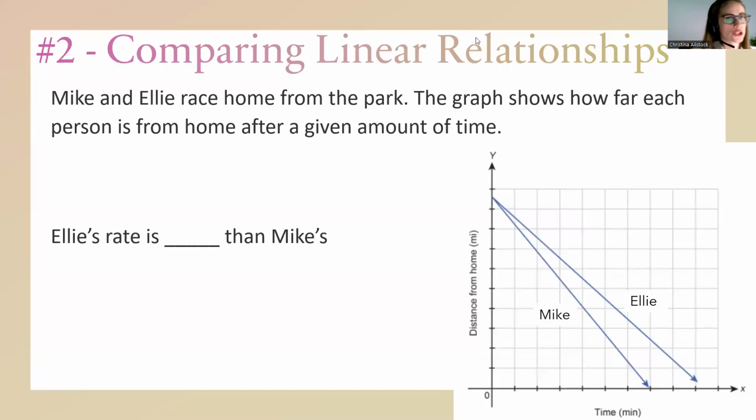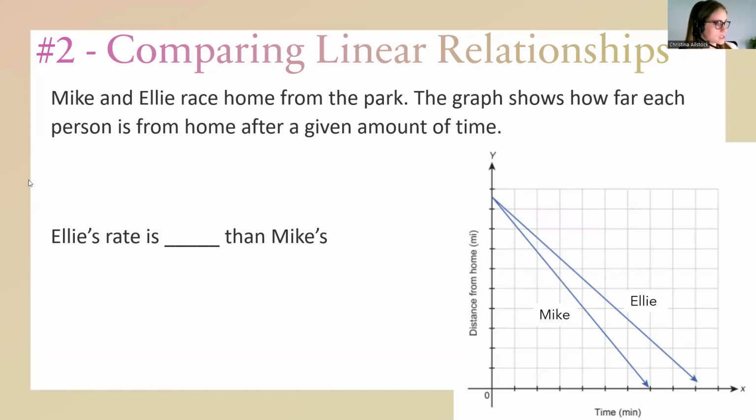All right, let's look at number 2 here, comparing linear relationships. So same type of problem, just this time we have a decreasing graph instead. So Mike and Ellie, they race home from the park. The graph shows how far each person is from home after a given amount of time.